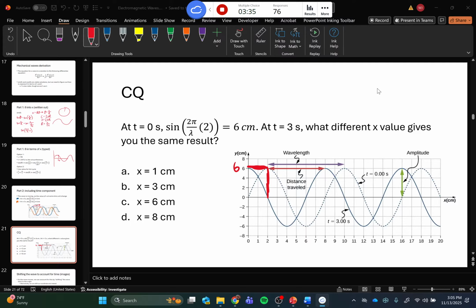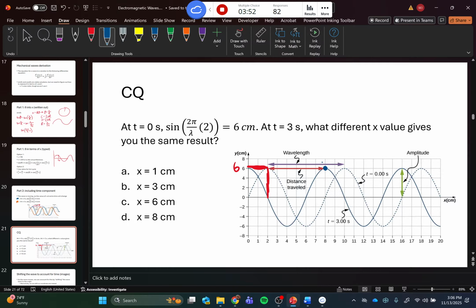All right, 5 seconds, because either you know what or you don't at this point. All right, 3, 2, 1. So we're just looking at the solid line, and when does the solid line also equal 6? That happens at this point right here. This is when it also equals 6. When does that occur? At x equals 8.